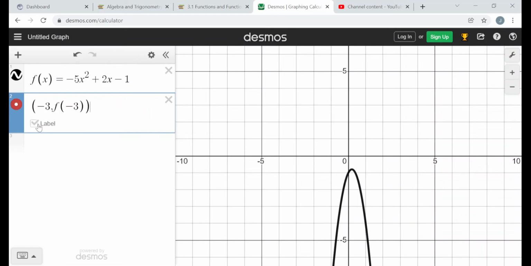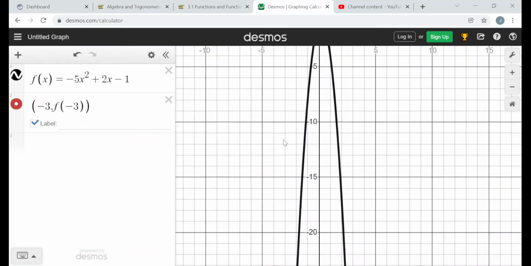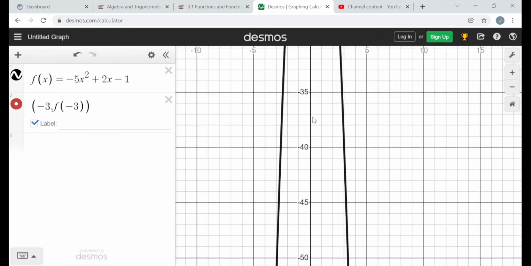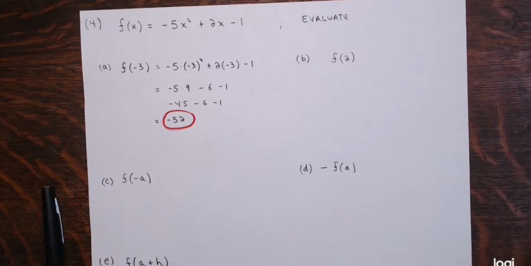All right, and I'll label it, and you'll see. Let me scroll way down here. You'll see eventually that point will pop up. There it is. See, it's on this black graph. It's on the graph. I see -52 was the value of f at -3. Excellent. Okay, so back to the example. I'll keep that function up. We're still working with it.